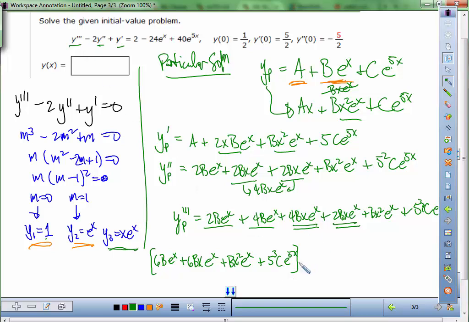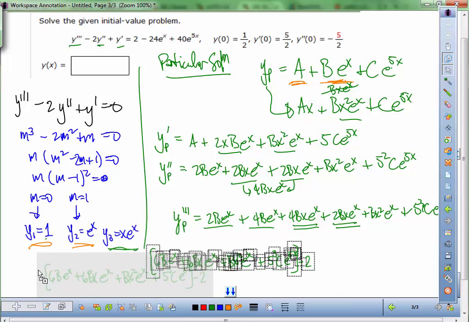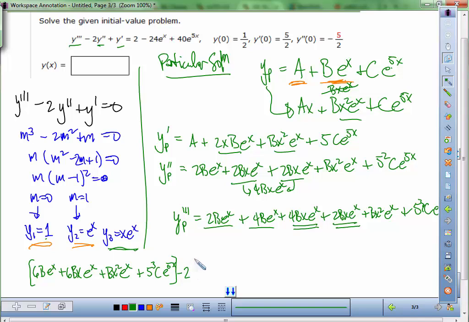So that's y triple prime minus 2 times y double prime. Oh, I'm going to need more space. So the second derivative is here. I got 2b e to the x plus 4bx e to the x plus bx squared e to the x plus 5 squared c e to the 5x.